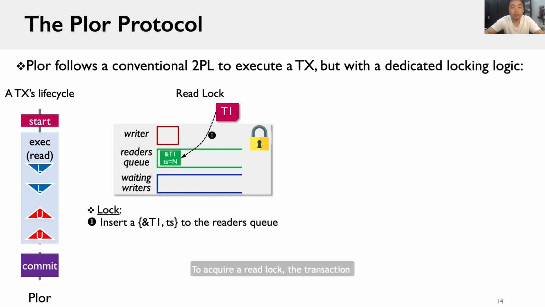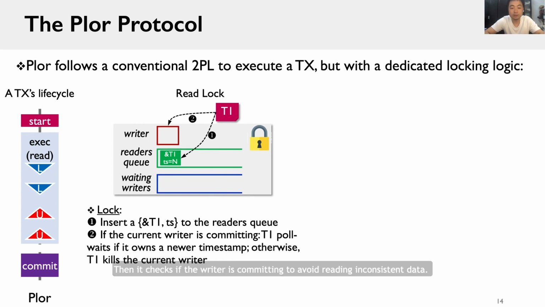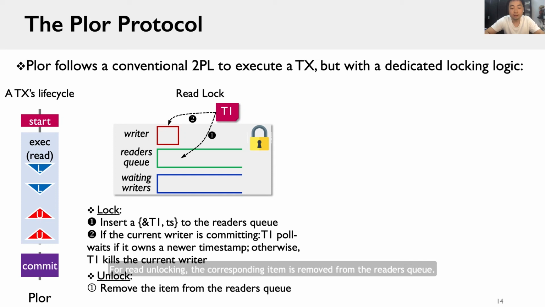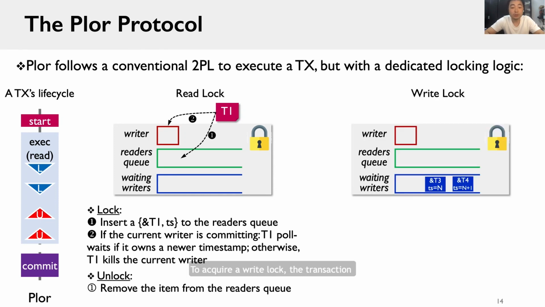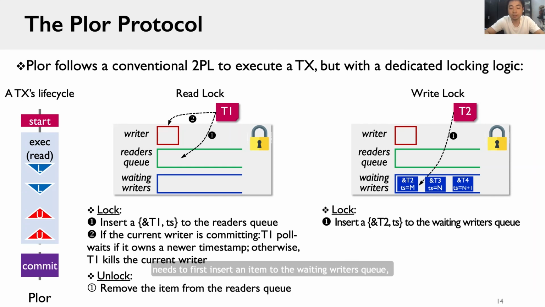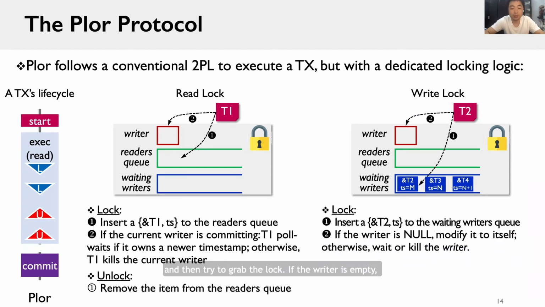To acquire a read lock, the transaction simply inserts an item containing its timestamp into the reader queue. Then it checks if the writer is committing to avoid reading inconsistent data. If so, T1 waits if the reader owns a newer timestamp. Otherwise, the writer is killed. After reading and unlocking, the corresponding item is removed from the reader queue. To acquire a write lock, the transaction needs to first insert an item into the waiting writer queue, and then try to grab the lock.